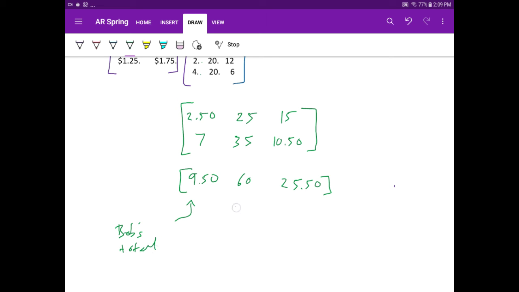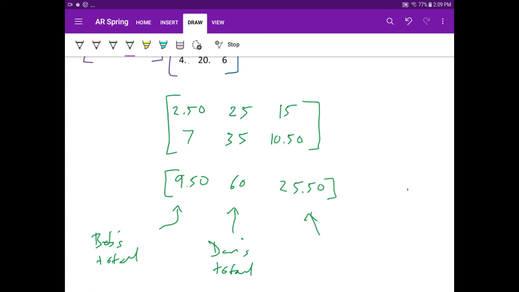So that's Bob's total. That's Dan's total. And then that's Andy's total. And then this is Dan's total. That's how much they're paying for their taco order.